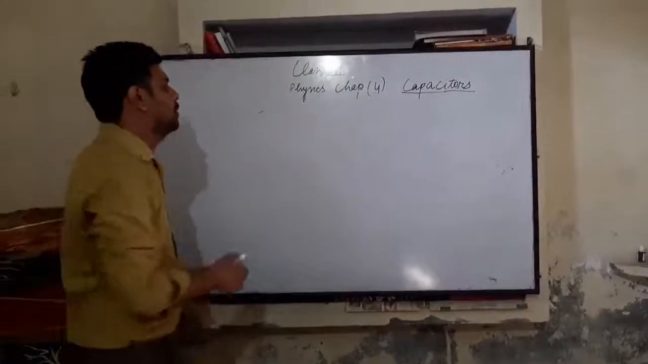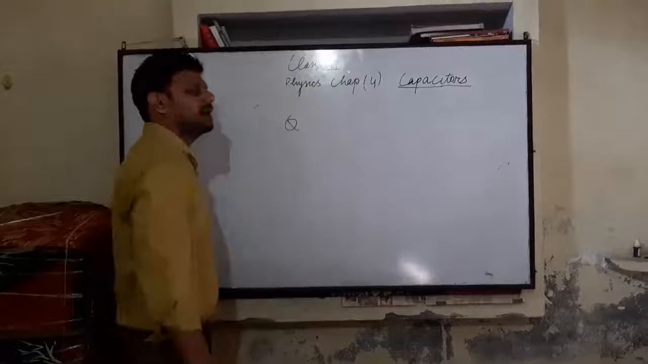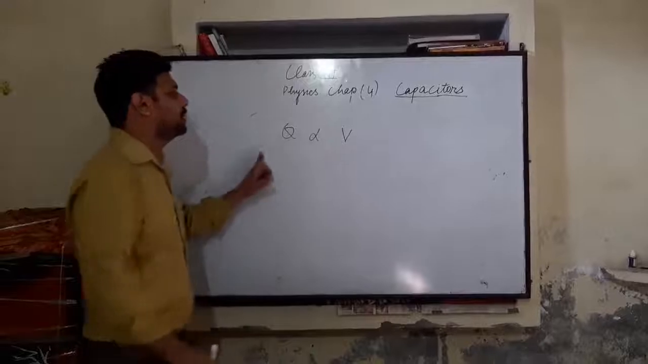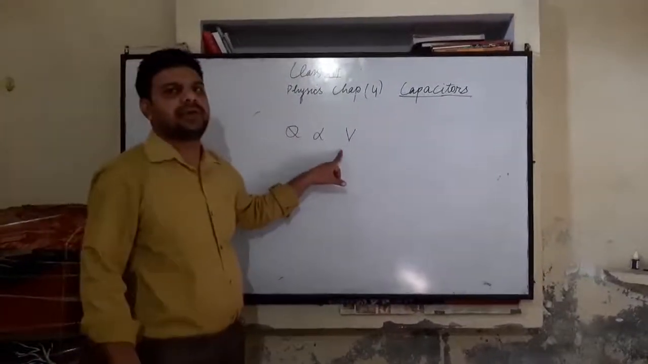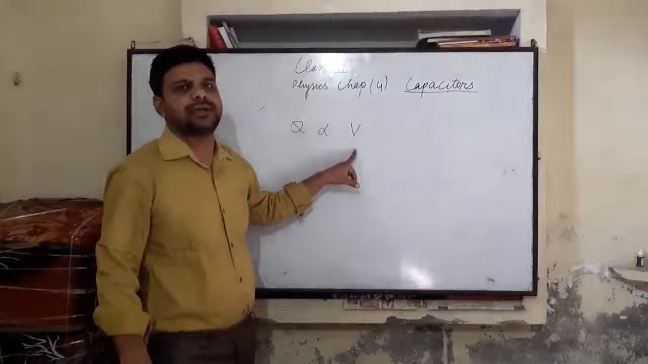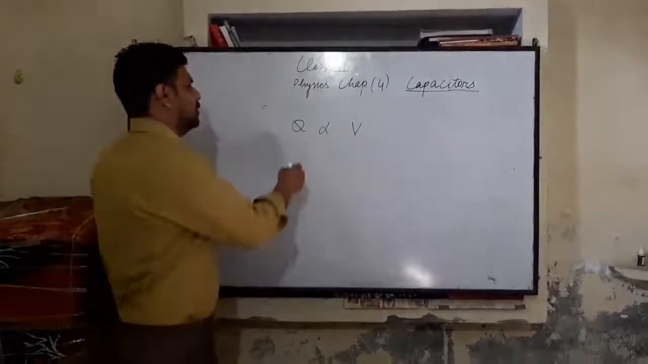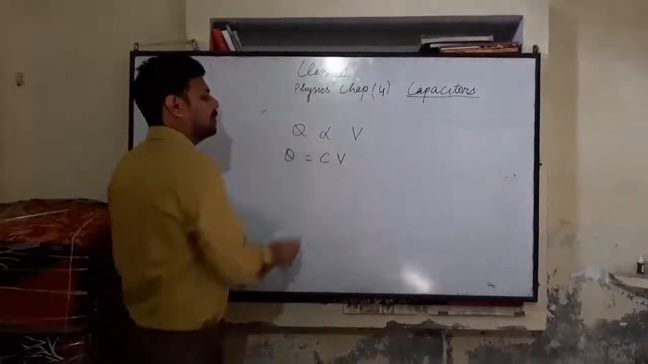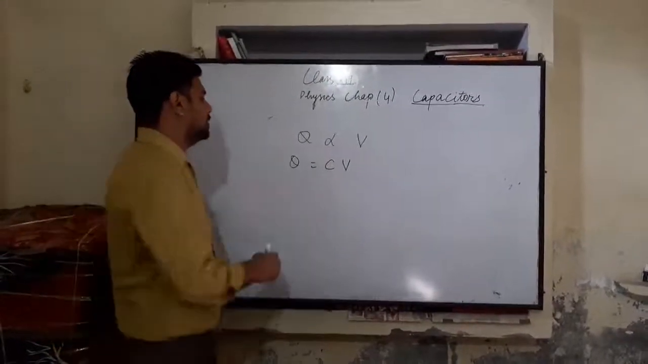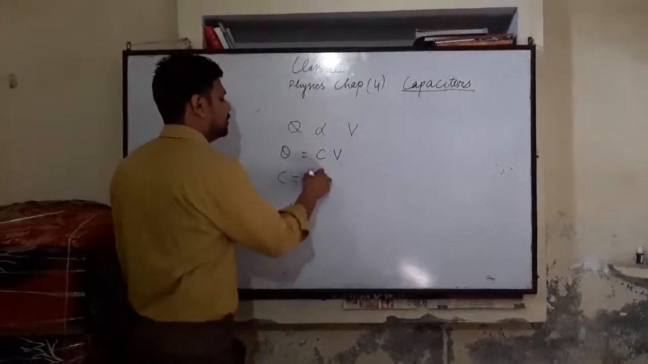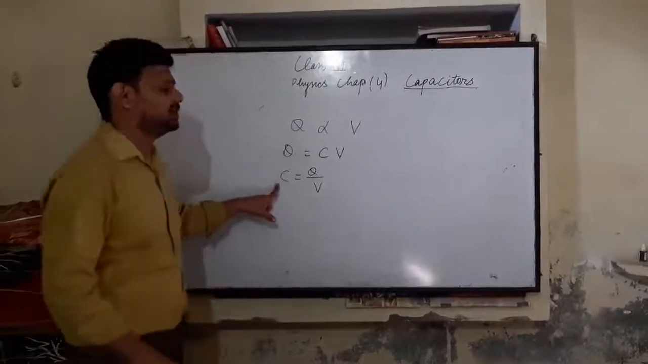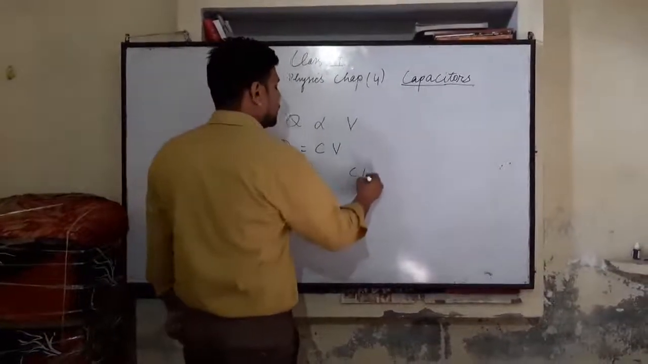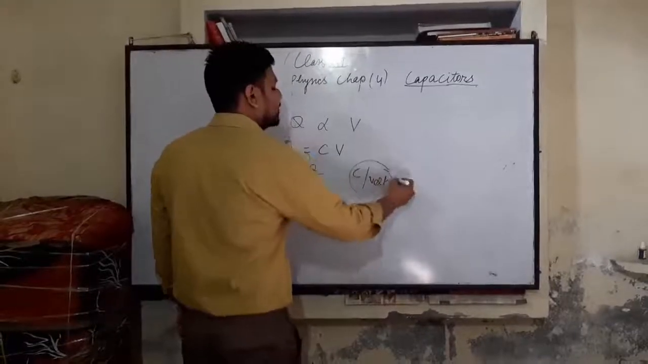As we know, on giving a charge to a conductor, its potential increases linearly. Q is directly proportional to V. On changing this sign to the equality sign, there is a constant C. It is called capacitance. So C is equal to Q over V, and C is the capacitance of a capacitor. The SI unit is coulomb per volt, or you can say farad.